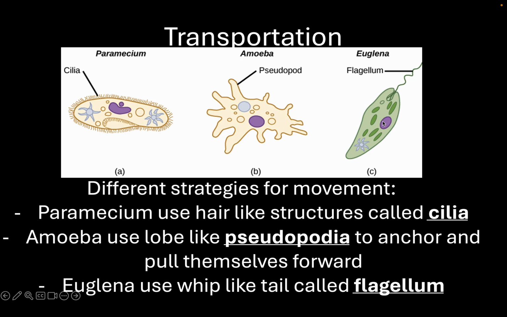Then over on the far right in C here, there's Euglena. These organisms use a flagellum to move, which instead of cilia, this is a single, or some species have multiple, but you can think of this as just a long whip-like tail. So instead of many small appendages moving around, it's one long tail that's whipping around, helping to propel this organism.